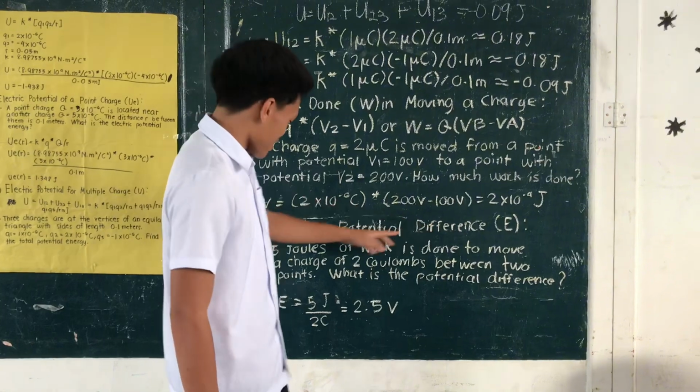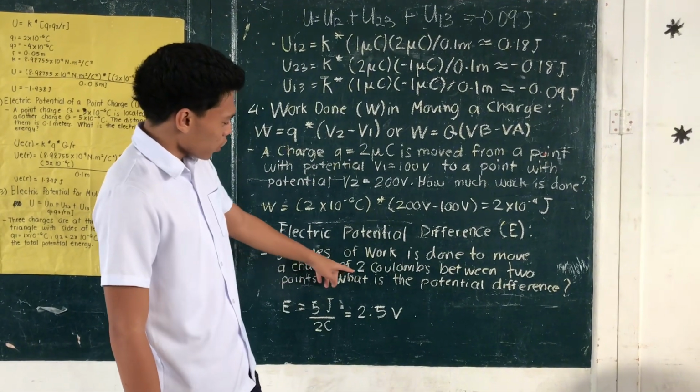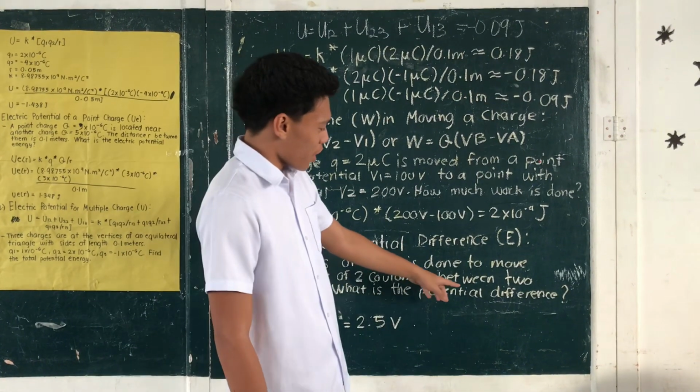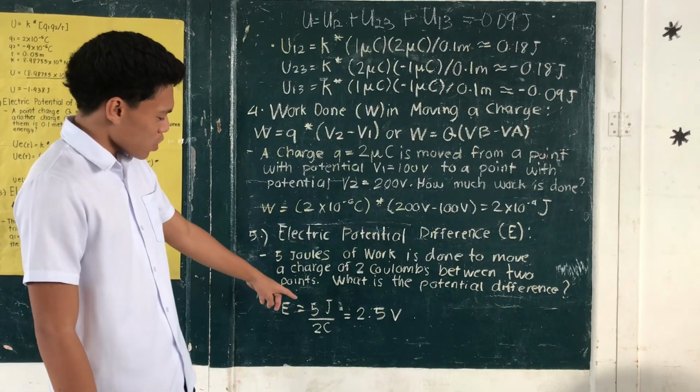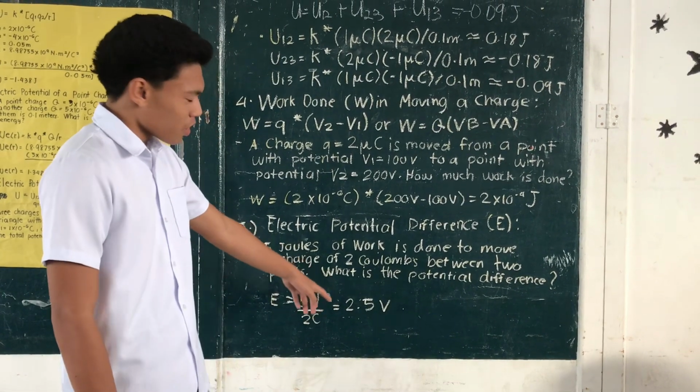Electric potential difference. 5 joules of work is done to move a charge of 2 coulombs between 2 points. What is the potential difference? V equals 5 joules over 2 coulombs, which equals 2.5 volts of electric potential.